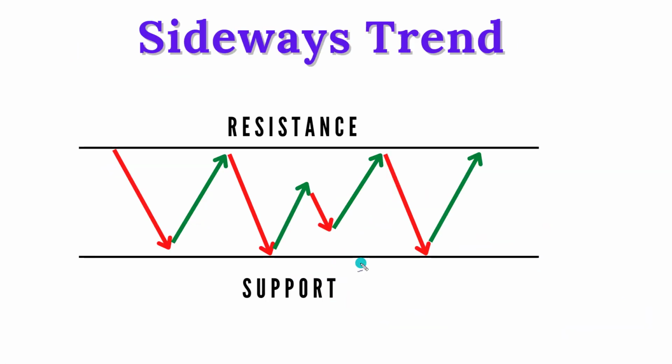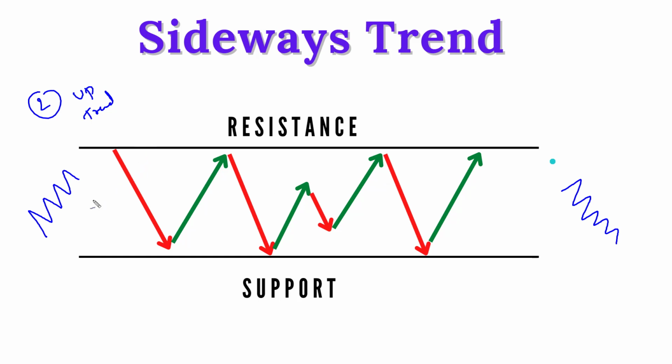This is sideways. So what is sideways? Yes, we have seen two trends, that is one uptrend and downtrend. An uptrend is something which is making higher lows and higher highs, and a downtrend is something which is making lower lows and lower highs. If a stock is not making higher high and higher low formation, or lower high or lower low formation, then it is called a sideways market.